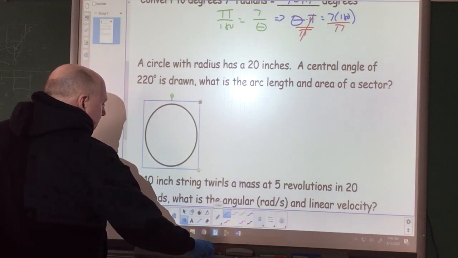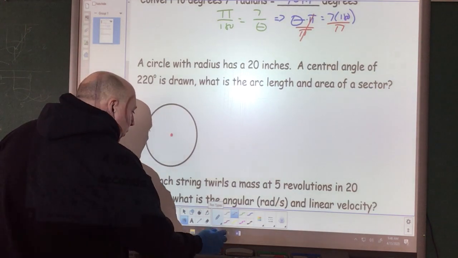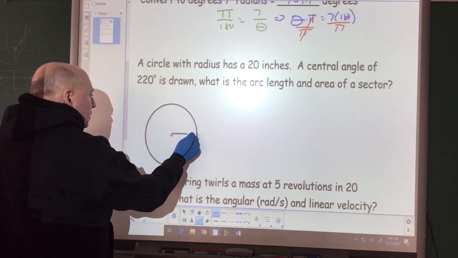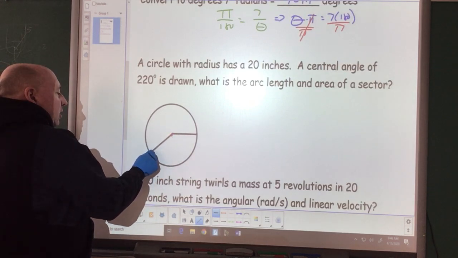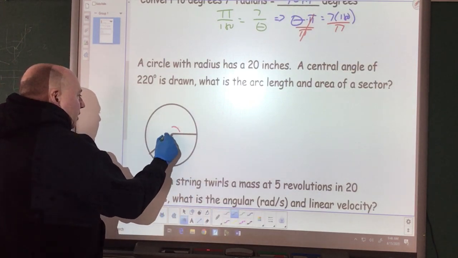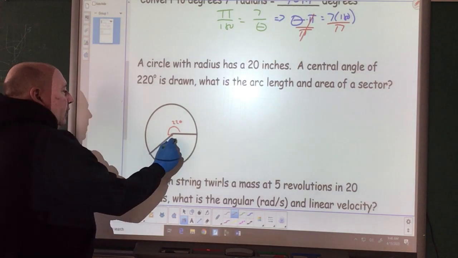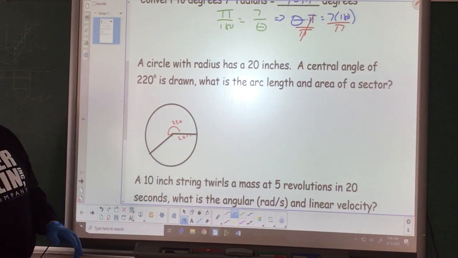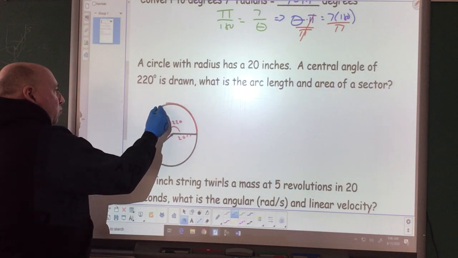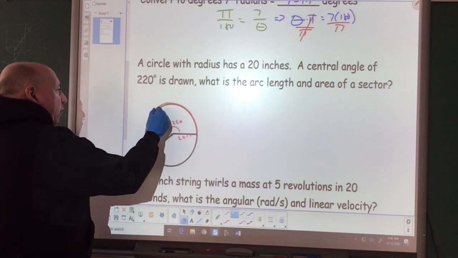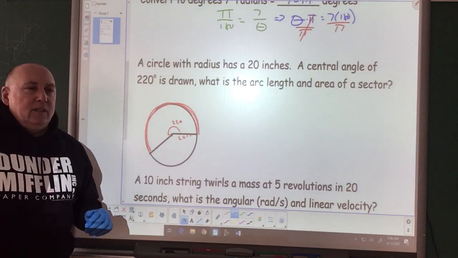There we go. So we have a circle, and the radius of the circle is 20 inches, and we have an angle which is 220 degrees. So I'm going to finish that angle here. This is 220 degrees. We have a radius of 20 inches, and we want to find what the arc length is, and then the area of the sector.